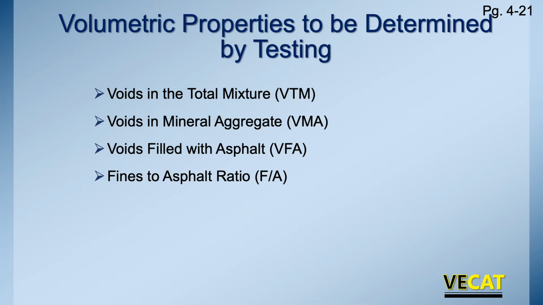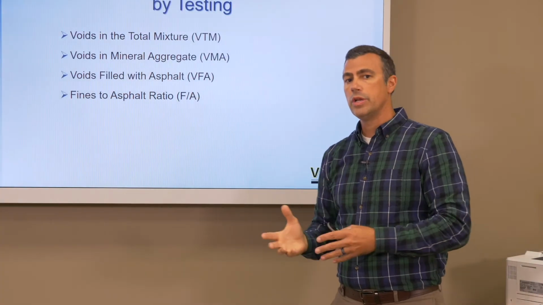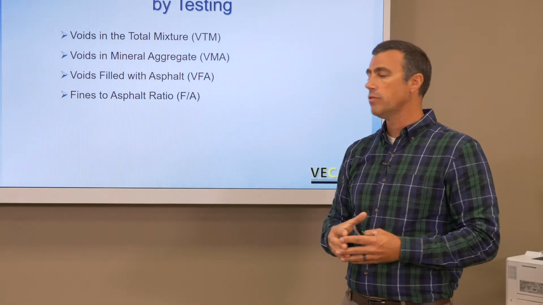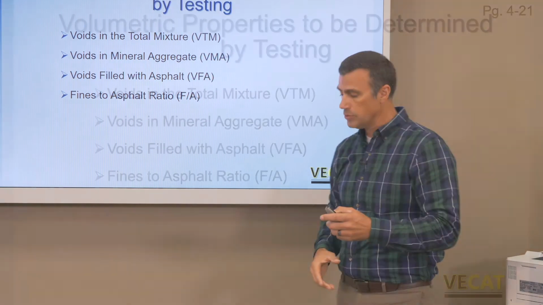So again, the properties we're interested in from a specification and a performance standpoint: voids in the total mixture, referred to as VTM, voids in the mineral aggregate, referred to as VMA, voids filled with asphalt, referred to as VFA, and then another one, a very important property of fines to asphalt ratio, FA, or what percentage of fines, the dust in the mix, for the asphalt content of the mix.